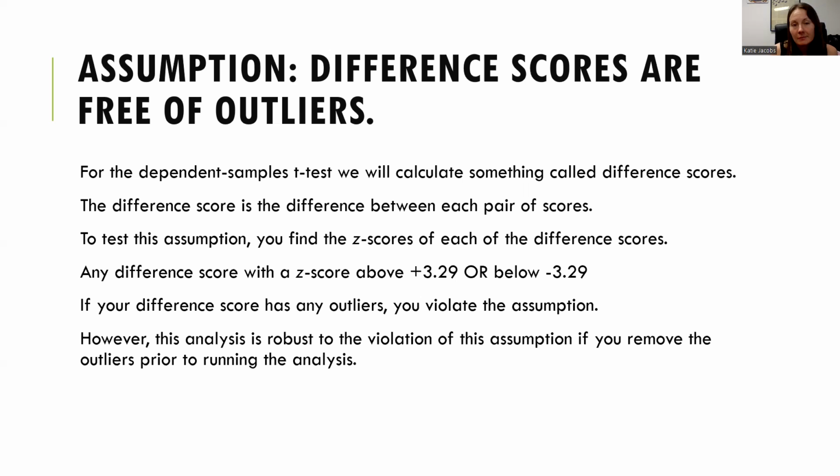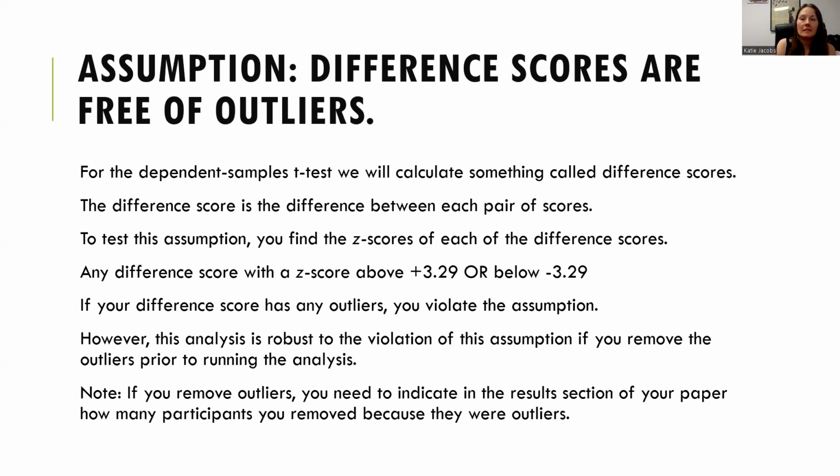However, the dependent samples t-test is robust to the violation of this assumption if you remove the outliers prior to running the analysis. However, you need to note that if we remove any outliers, we need to indicate that in the results section of our paper, how many participants we removed and why. So we never just remove data to remove it. We don't try to change our data.